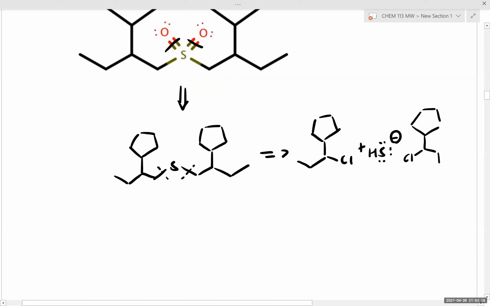So here, because we have a symmetrical sulfide, we can just start with our alkyl halide and it almost makes itself in a way. So starting from our alkyl halide, we just treat with sodium hydrogen sulfide. And that in turn will give us the symmetrical sulfide.